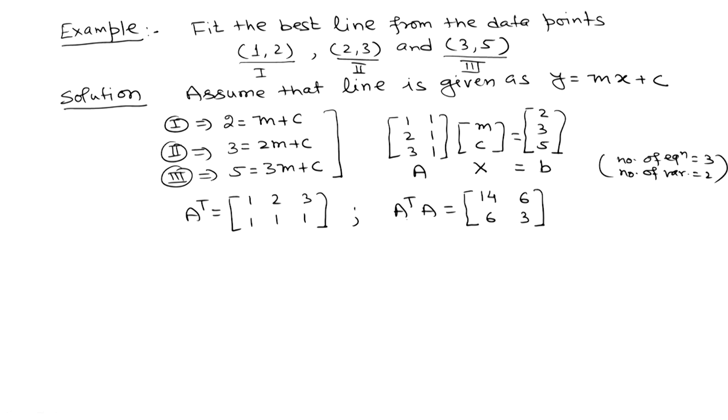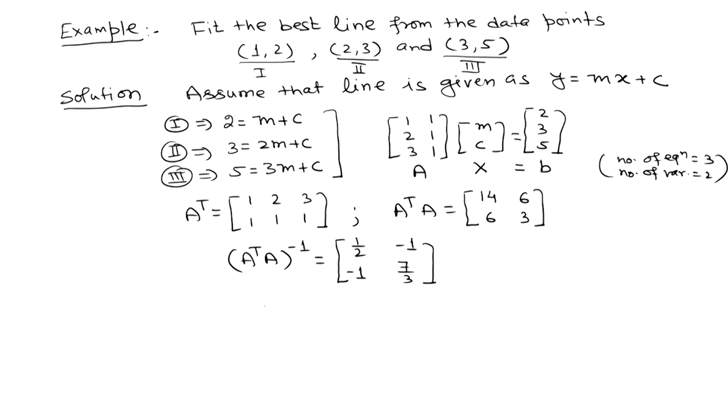Now, if the rank of this is 2, then I can calculate the inverse of this. So, here I am calculating the inverse because it is a full rank matrix. Full rank means rank is 2. So, the inverse comes out to be [1/2 -1; -1 7/3].